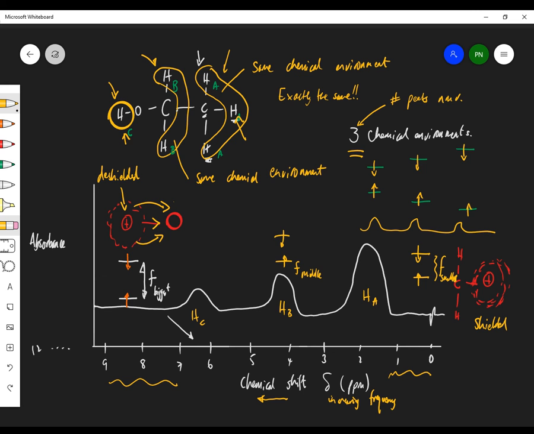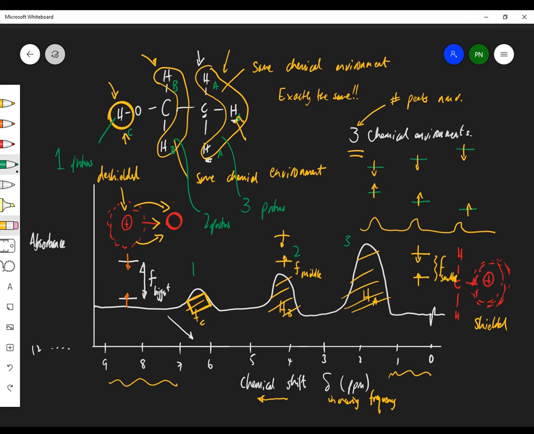Why are they different heights? Well, the area under this one compared to the area under this one compared to the area under this one will show a 3:2:1 ratio, and purely because this chemical environment has 3 protons, this chemical environment has 2 protons, and this chemical environment only has 1 proton. So they'll absorb different amounts simply because there's more of them.